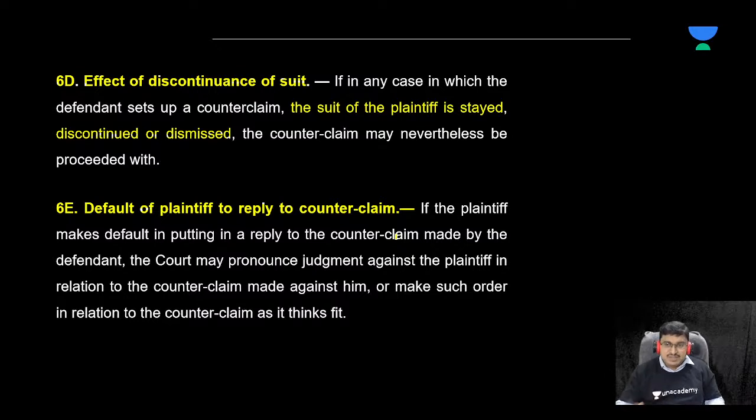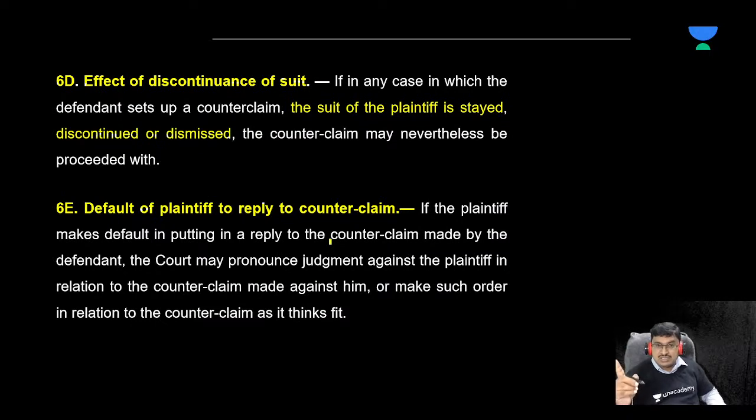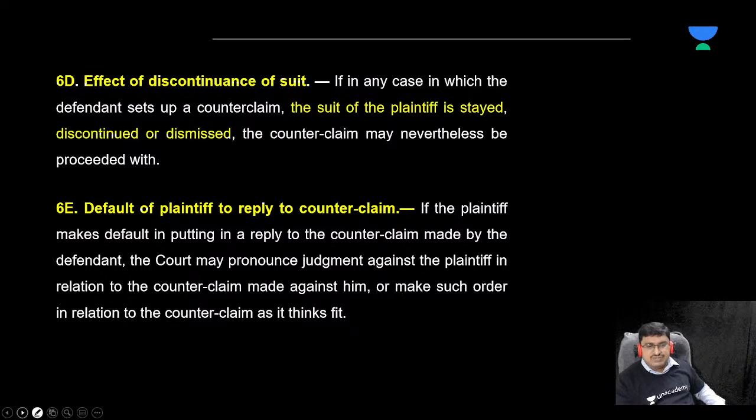Therefore, friends, giving a reply to a counterclaim is mandatory for the plaintiff. It is fatal to the plaintiff. If the plaintiff fails to offer a reply by way of a written statement in reply to the counterclaim of the defendant, then the plaintiff will be set ex parte in the counterclaim also. Therefore, the court may pronounce a judgment against the plaintiff in relation to the counterclaim made by the defendant against the plaintiff, or the court may make such orders in relation to the counterclaim as it thinks fit, friends. Therefore, this is its importance.